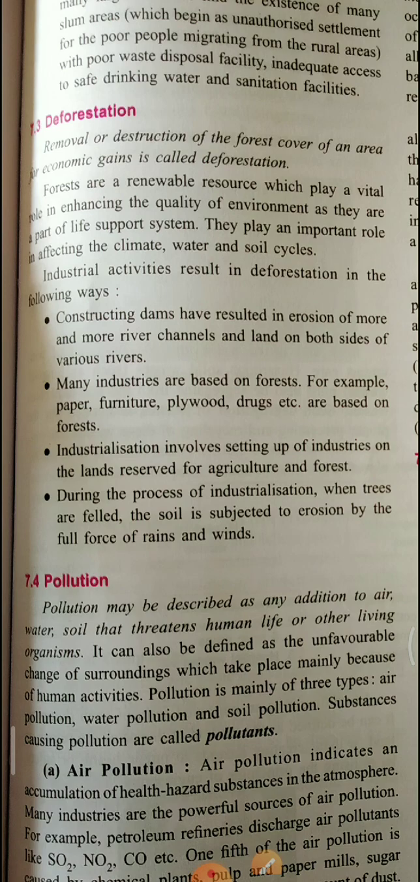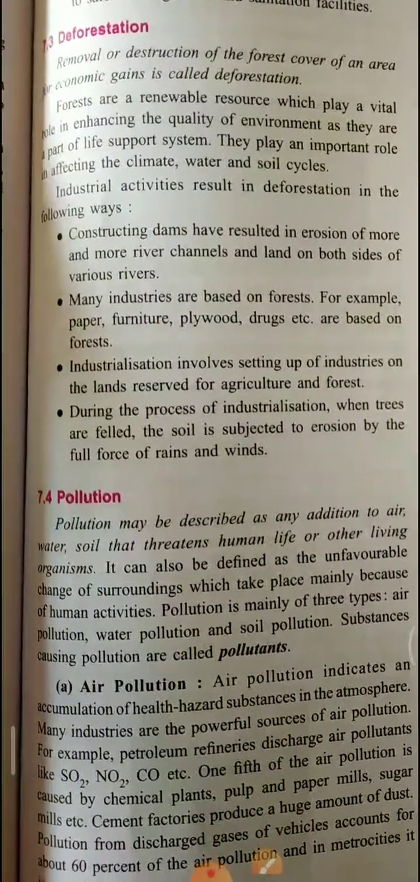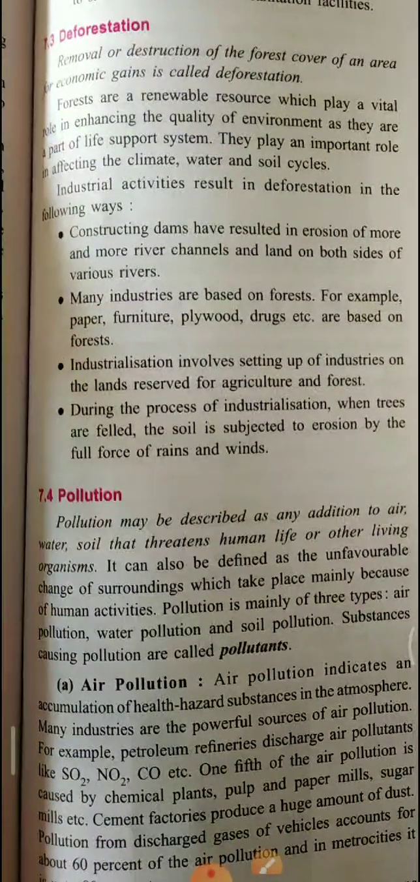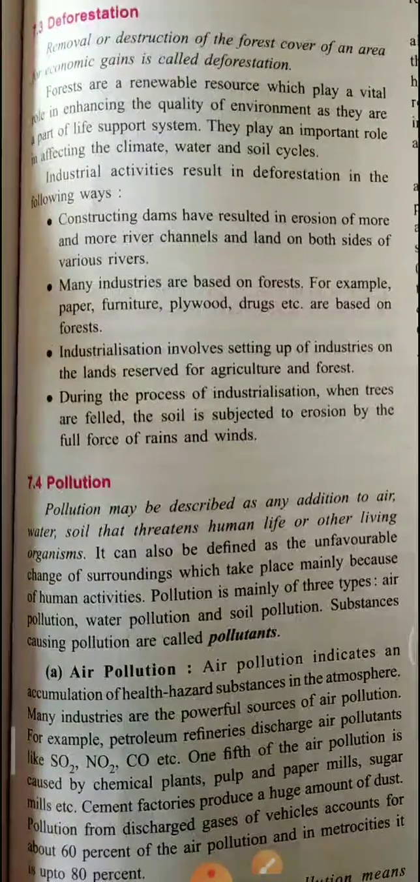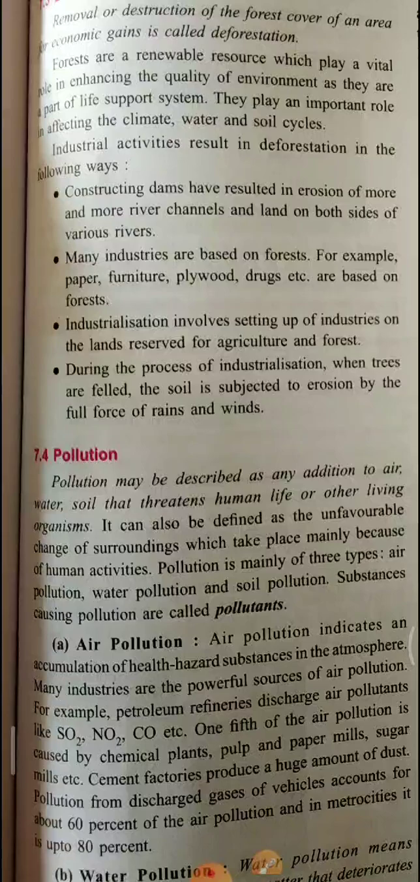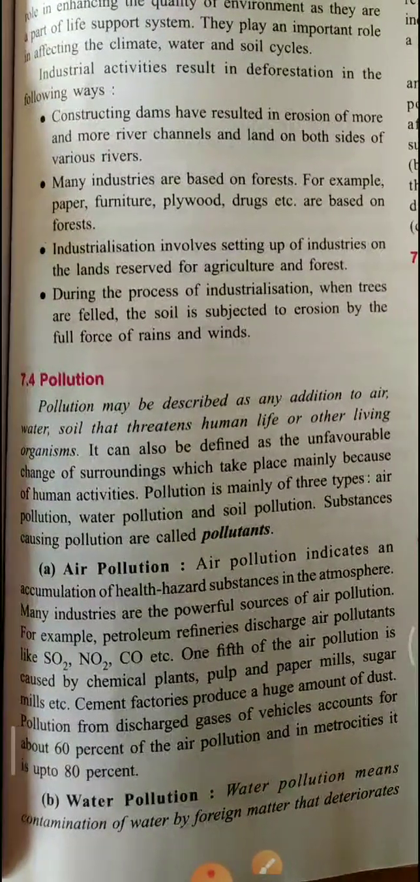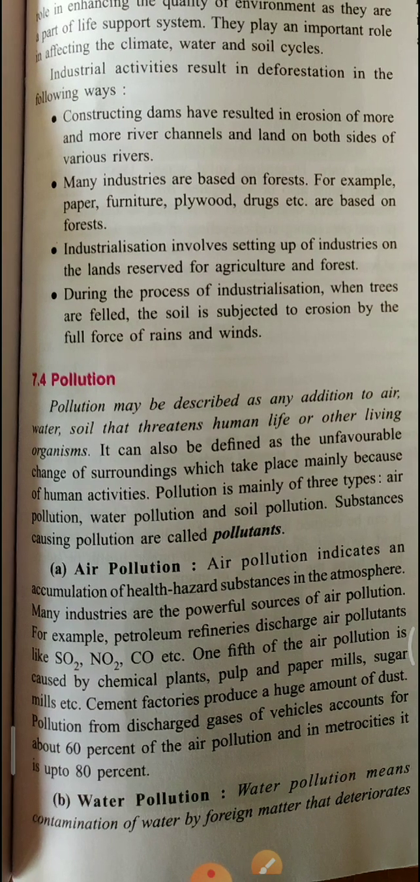During the process of industrialization, when trees are felled, the soil is subjected to erosion by the full force of rains and winds. Next, pollution. You all know what pollution is. Pollution may be described as any addition to air, water, soil that threatens human life or other living organisms.